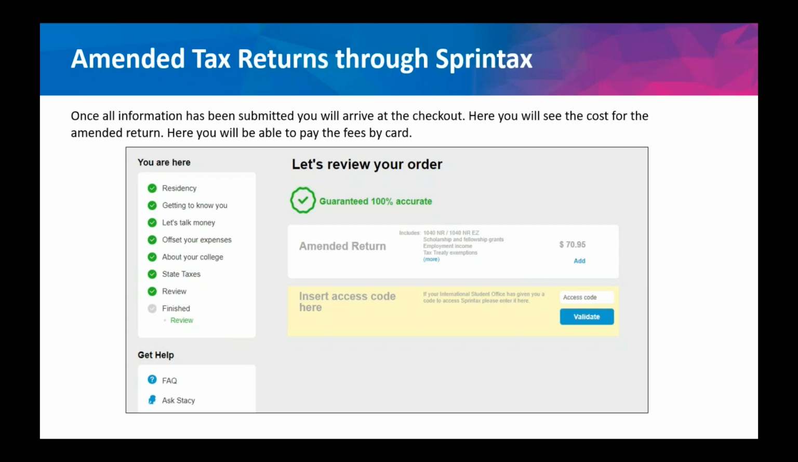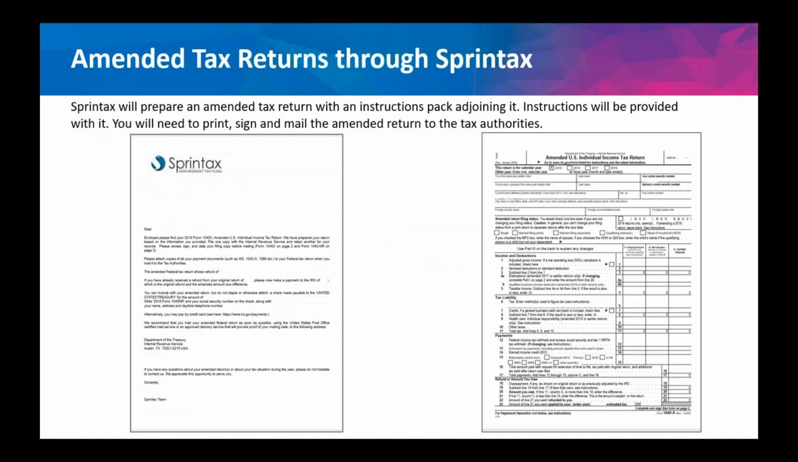Once done, we will do the thinking here, and once all the information has been submitted, you'll arrive at the checkout. And here you'll see the cost for the amended tax return. So once these fees are paid, we will then help to prepare your amended tax return, which is a 1040X. We'll prepare that amended tax return with an instructions pack adjoining it, and instructions will be provided with it.